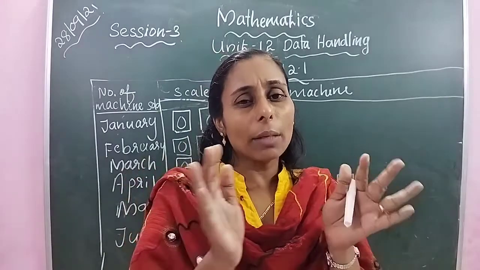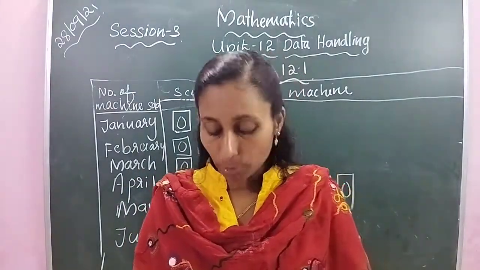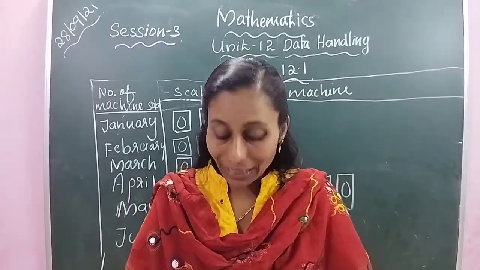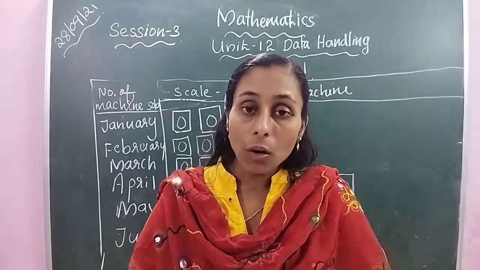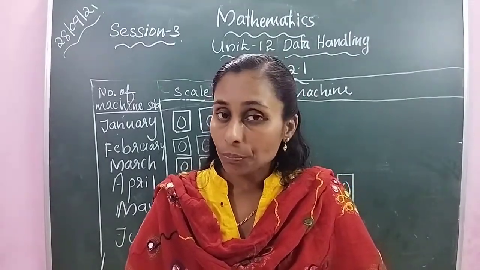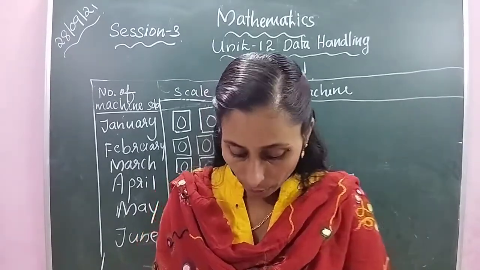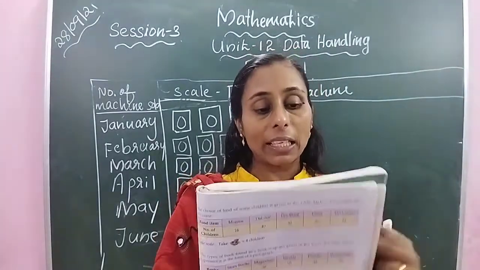So we have to minimize the number of symbols. Okay, number of symbols we have to minimize. We should take the scale. See here, all the numbers are in the multiples of 10. So we can take the scale, one symbol represents 10 burgers. One symbol represents 10 burgers. What is given in the book? One symbol represents 10 burgers. It is given clearly in the book.